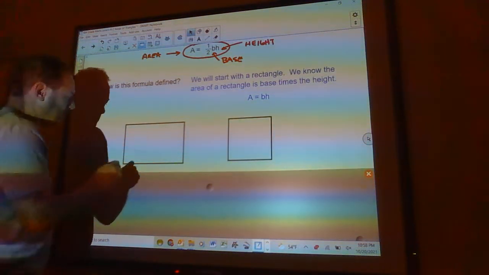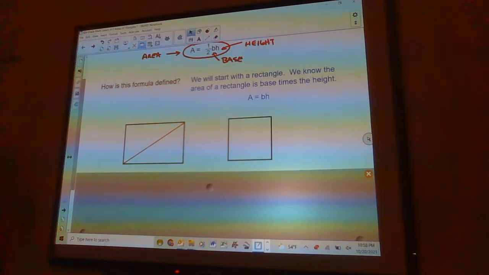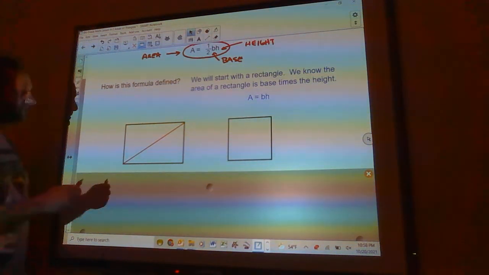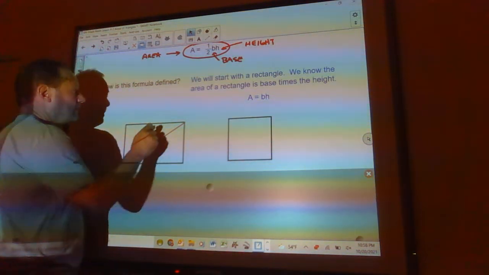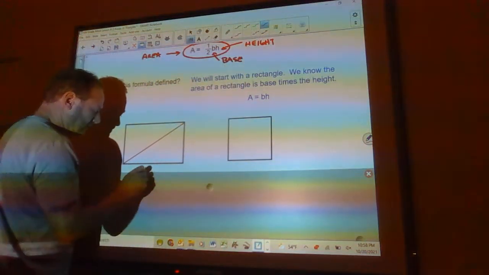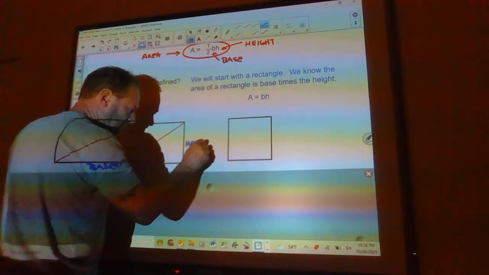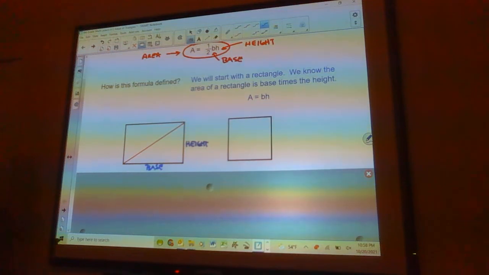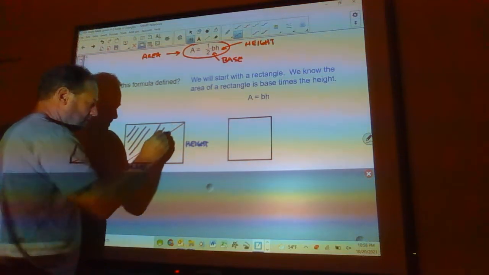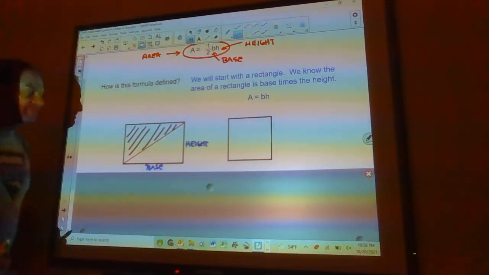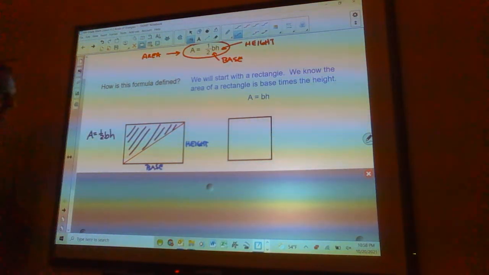Now, if I were to divide that rectangle like that, I've now created two triangles. And notice that they're exactly the same. I've got a base down here. This is the base of my rectangle. This is the height of my rectangle right here. If I cut this off right here, this triangle that's left is half the area of the rectangle, so it's going to be half of the base times the height.